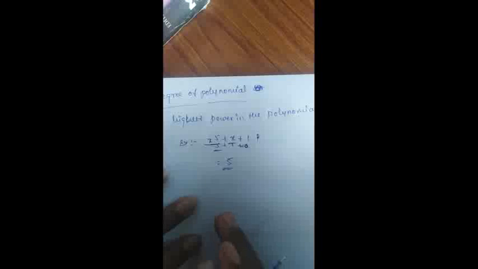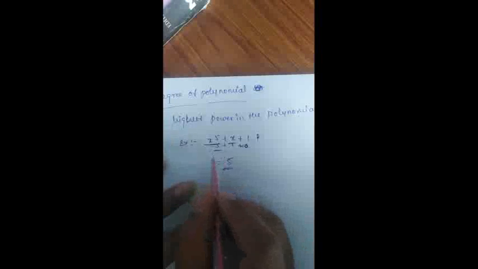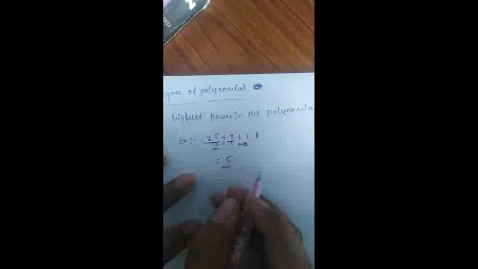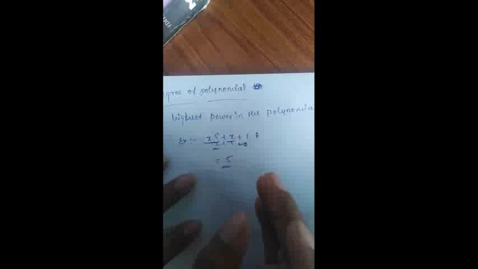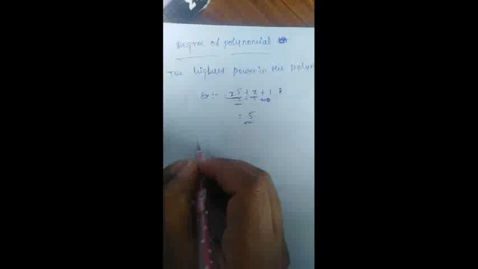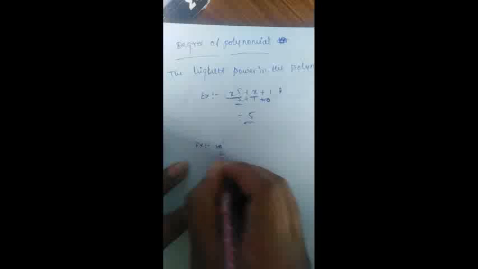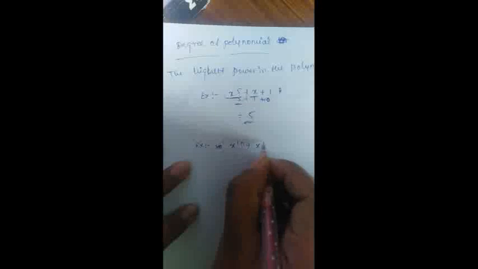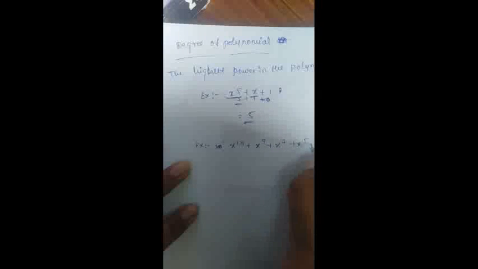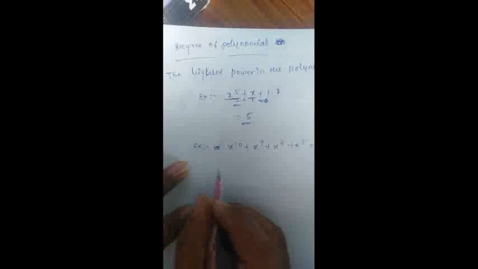In a polynomial that involves 2 or more variables, the sum of the powers of all the variables in each term is taken, and the highest sum gives the degree of the polynomial. I will take one more example: x to the power of 10 plus x to the power of 9 plus x to the power of 7 plus x to the power of 5 plus x to the power of 4.